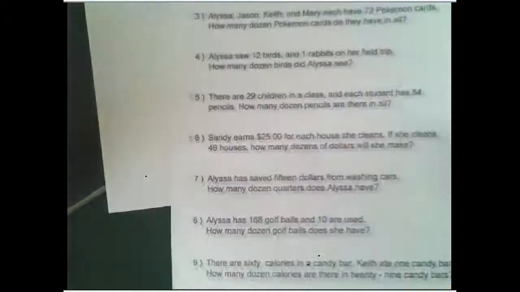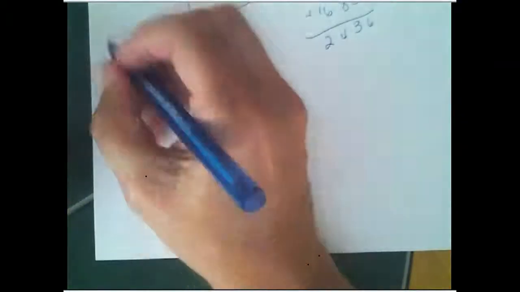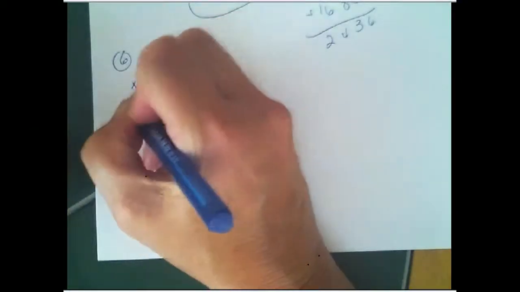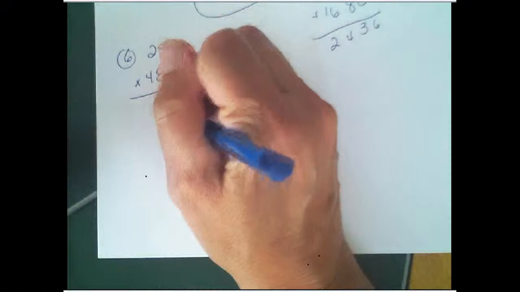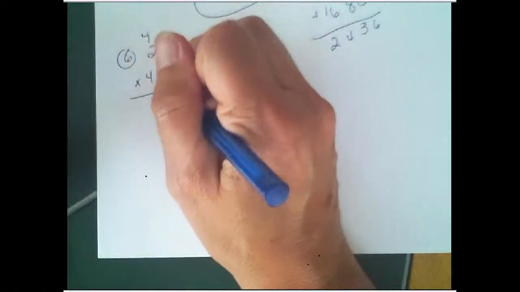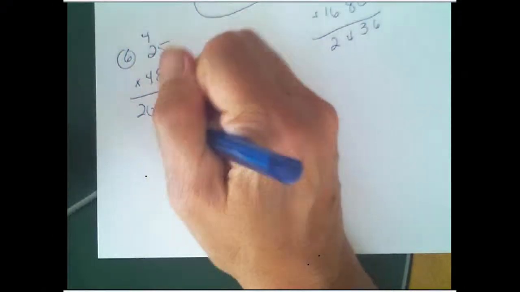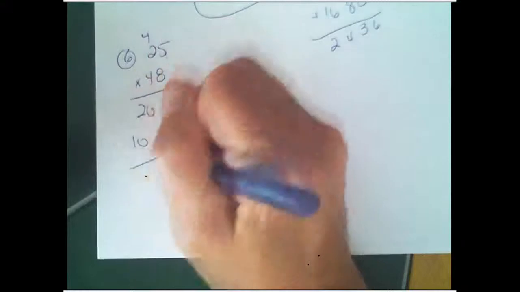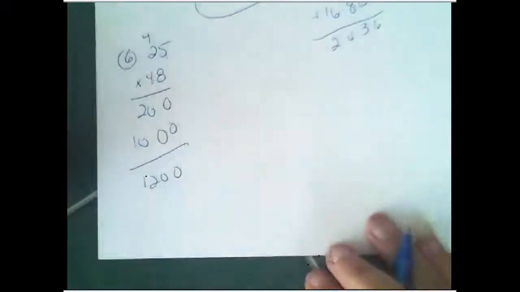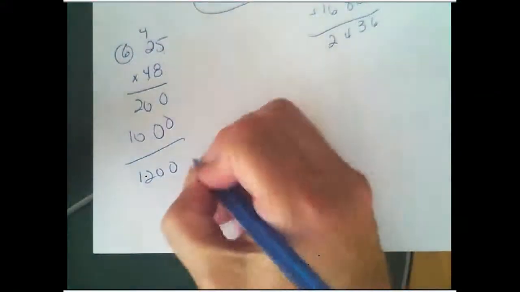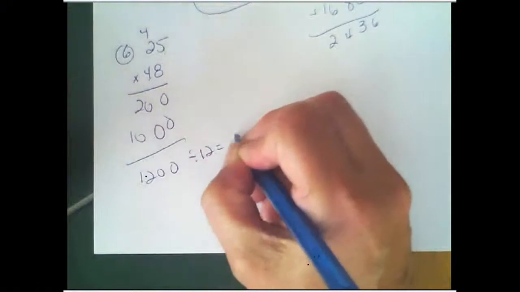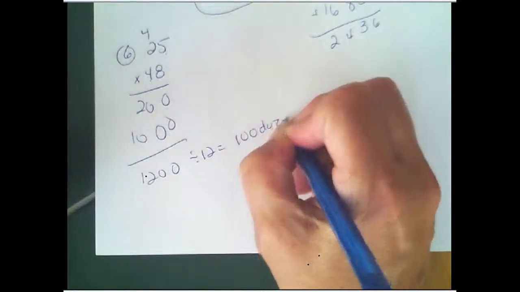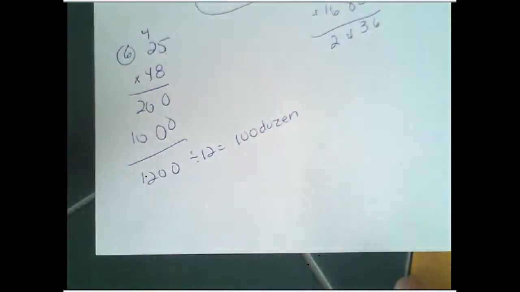But let's take the 25, multiply it by the 48. 25, sorry, I moved that up too much, times 48 to find out how much money she makes. So she has $1,200. How many dozens? 1,200 divided by 12 is 100 dozen dollars. It's kind of a strange problem, but we'll go with it.